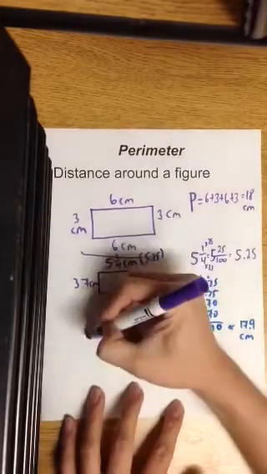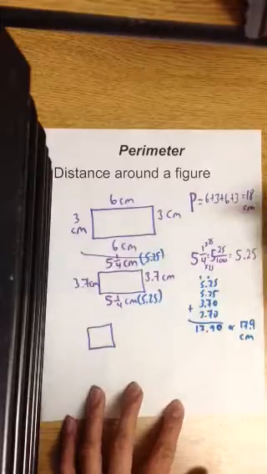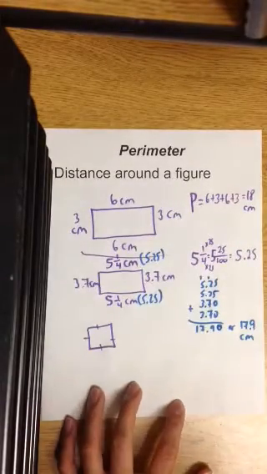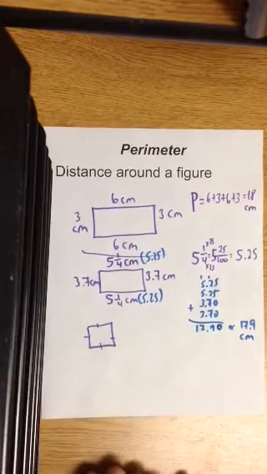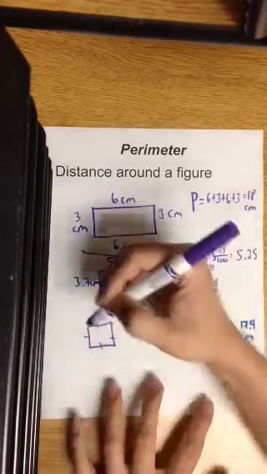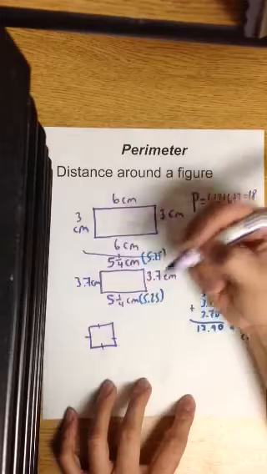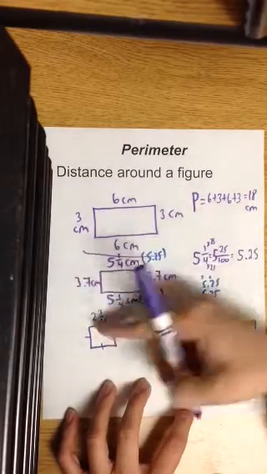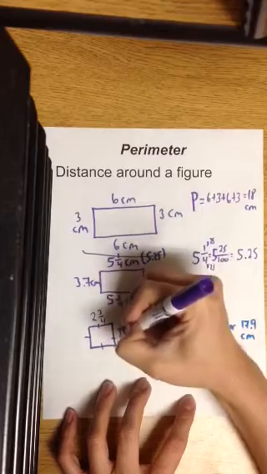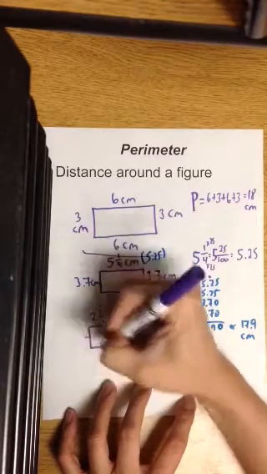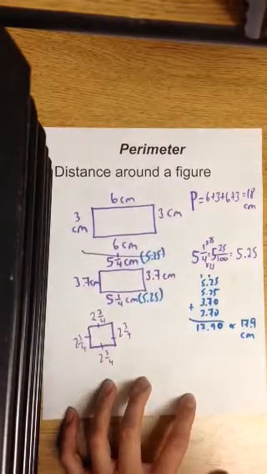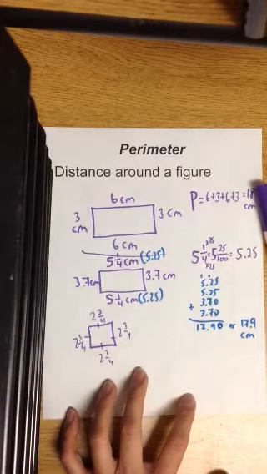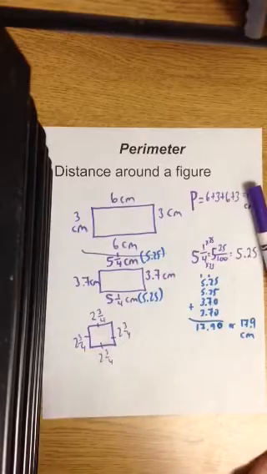Let's try another one. You have a square. Remember, in a square each side is congruent. They're equal sides, equilateral. So this one, let's make it 2 and 3/4. So if we know each side is 2 and 3/4, is there another way to write that as a decimal? Because I don't know what 2 and 3/4 means.